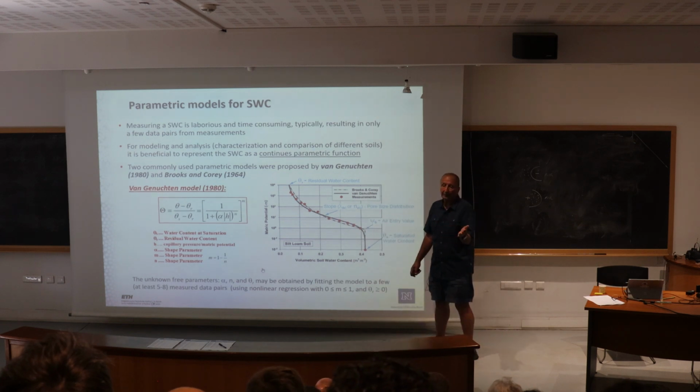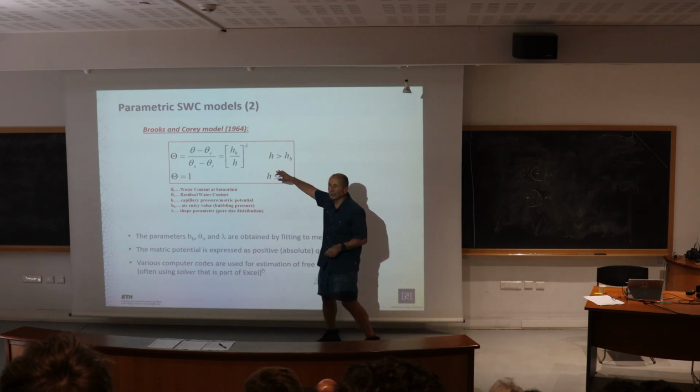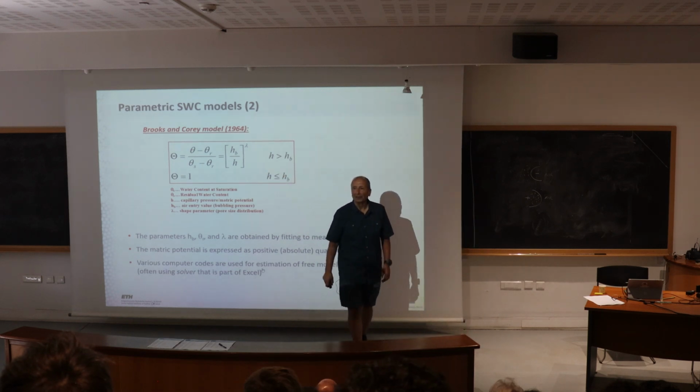And this is what you'll enter into your model. There is another model by Brooks and Corey that was before Van Genuchten. The modelers among you will appreciate the fact that it is discontinuous, and that's really a pain to take derivatives.